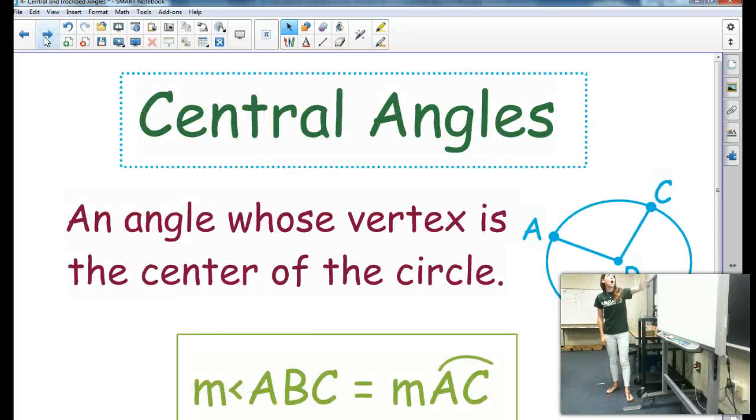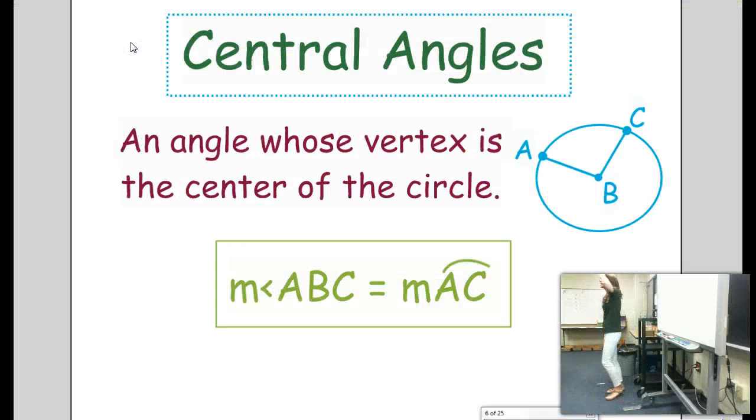Alright, we have already learned what a central angle is. So this is review, but it's always good to see it twice. See the box where it says central angle? Draw yourself a picture of a central angle. Where is the vertex of a central angle? Location? Center. So the vertex of a central angle is at the center.